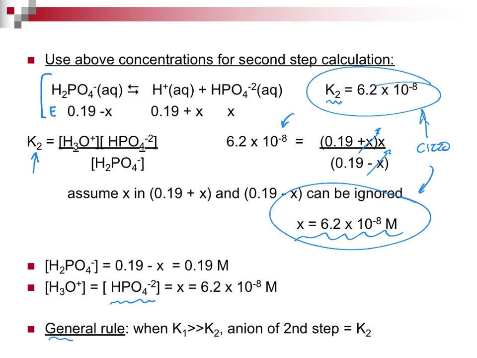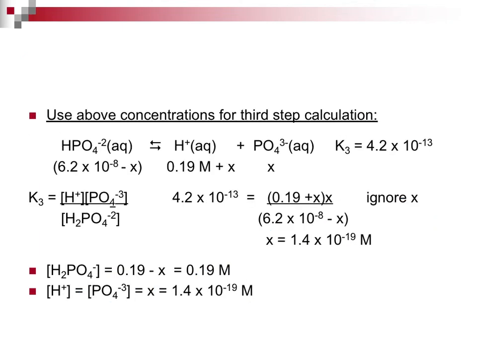So again, the general rule, especially with polyprotics, if K1 is much, much greater than K2, here we had a 10 to the minus 3, here we had a 10 to the minus 8th, we will find that the anion of the second step, which would be the one that has the minus 2 sign, is going to be equal to the K2. And again, in a higher level course, we spend more time.